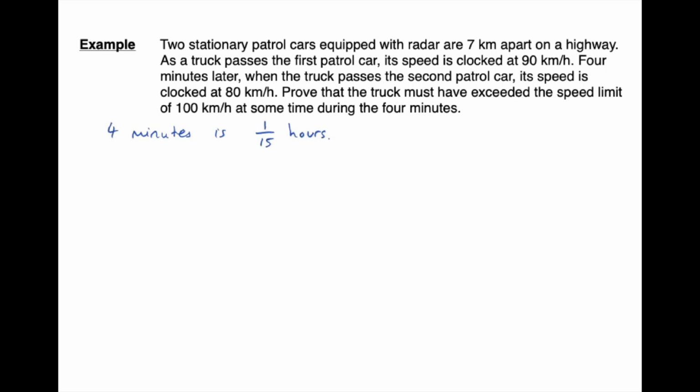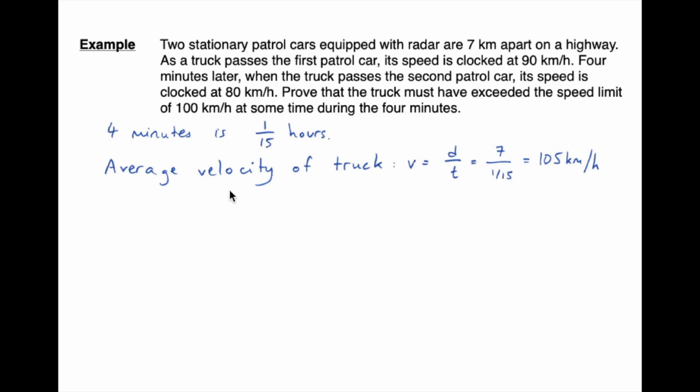So why is that? Well, 4 minutes is 1/15th of an hour. So if we're trying to find the average velocity of the truck, its distance over time, it drove 7 kilometers in 1/15th of an hour, and we get that the average velocity is 105 kilometers per hour. So clearly, the truck was going slowly, then it went really fast, and then it slowed down again to 80. And in the middle, it was really fast because its average is 105.